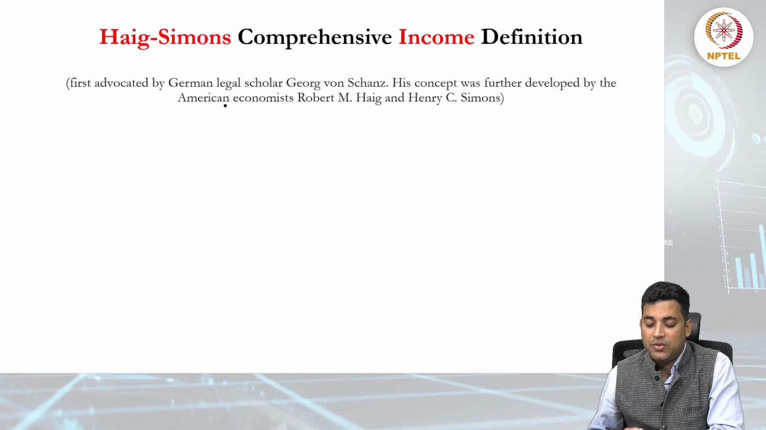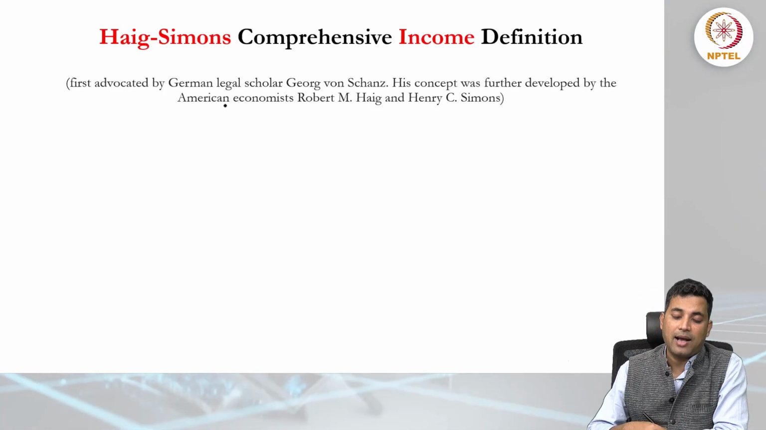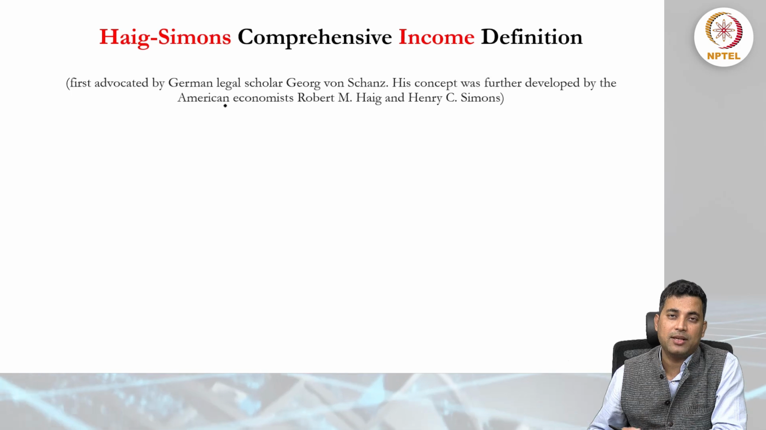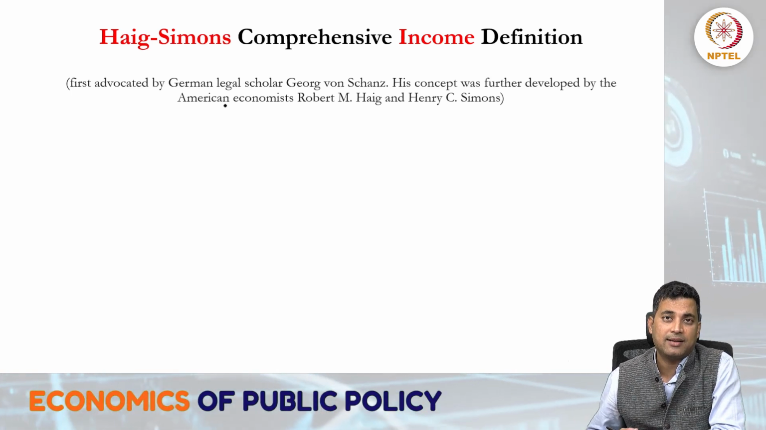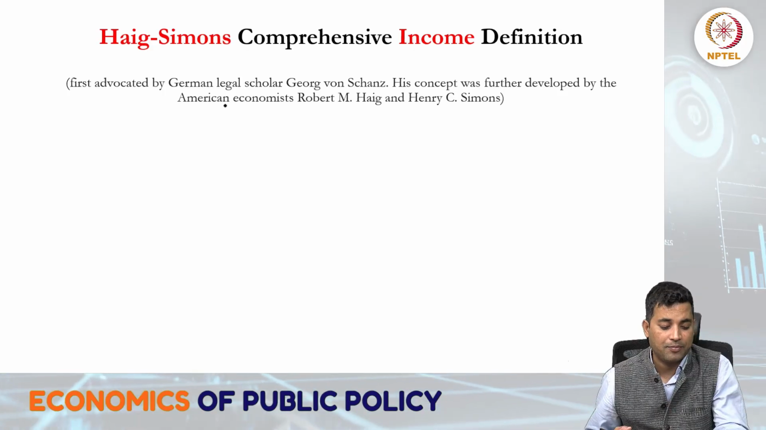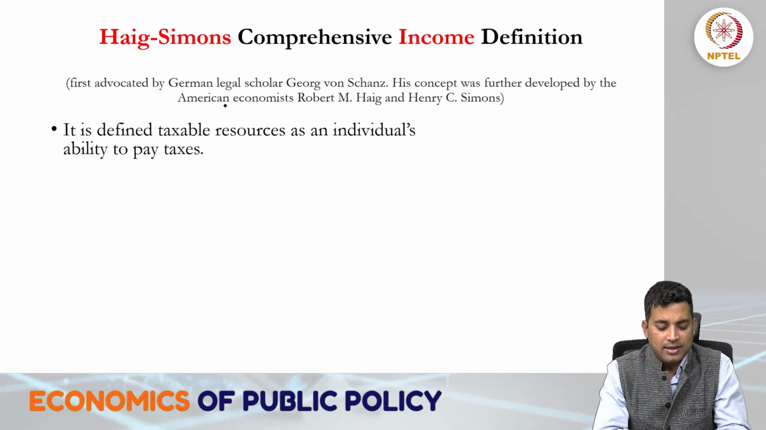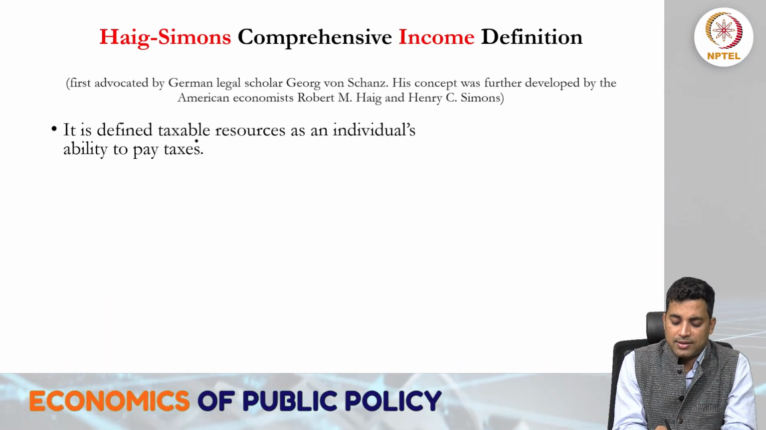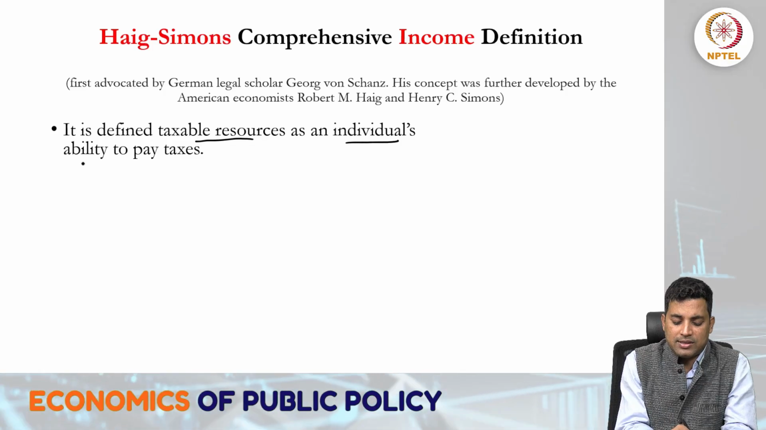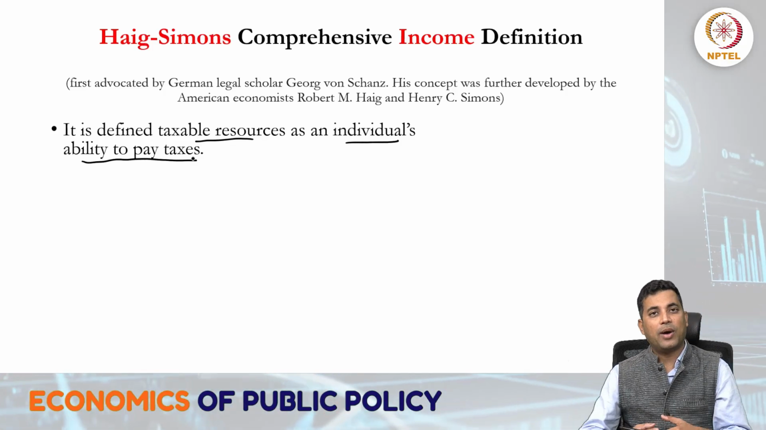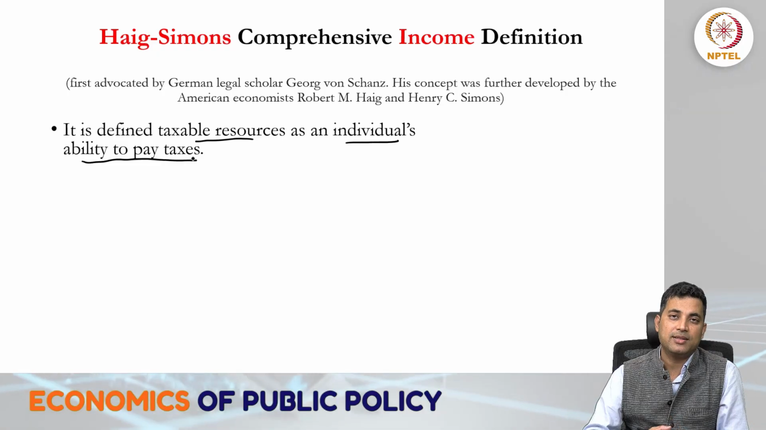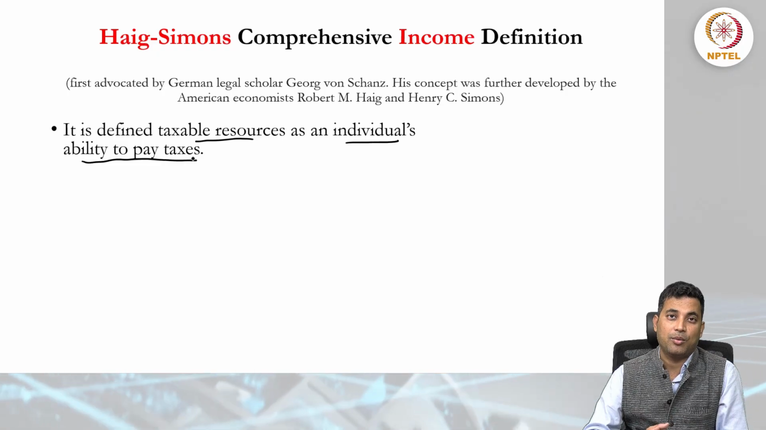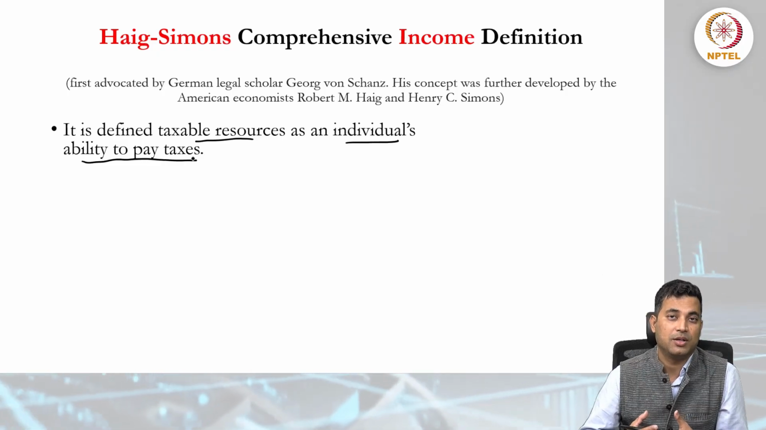Haig and Henry C. Simons. So they actually define and then try to give some algebraic form of taxation which is based on income. So what was that? It defined taxable resources as an individual's ability to pay taxes. Quite similar to the philosophy that we already discussed: why should we consider income, or should we consider consumption?